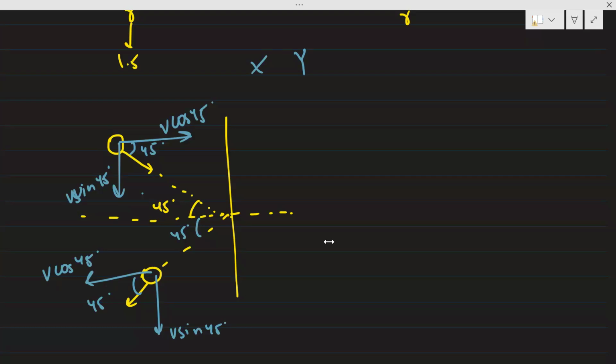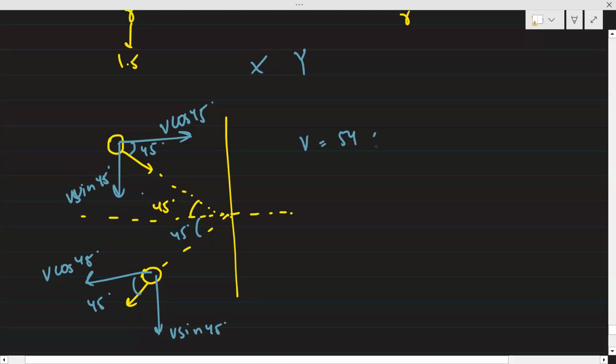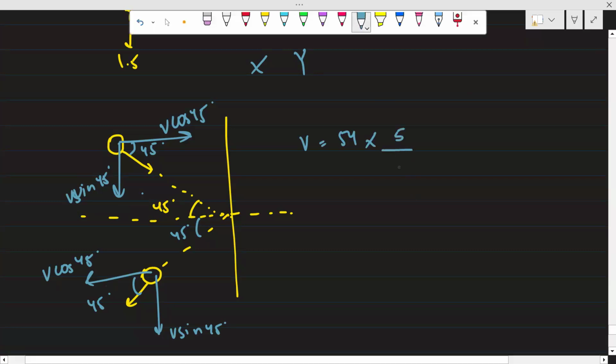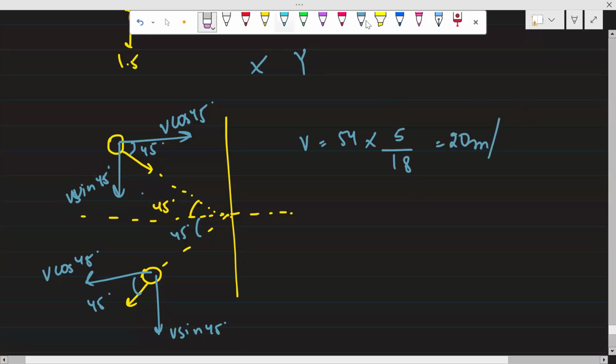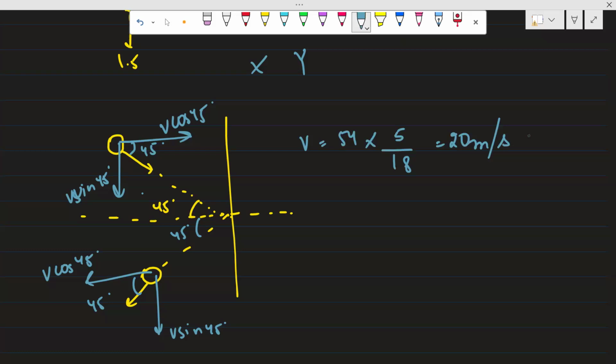Without changing its speed, V is given as 54 kilometer per hour. You need to convert 54 kilometer per hour, just multiply by 5 by 18. That will give you 20 meter per second. Okay, this will be 20 meter per second. Now see, you have the velocity.